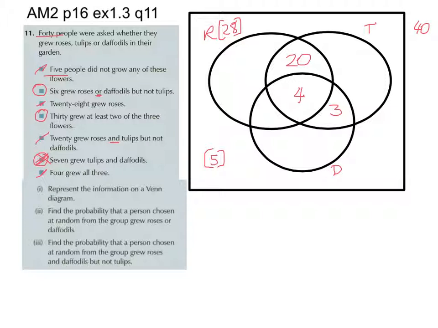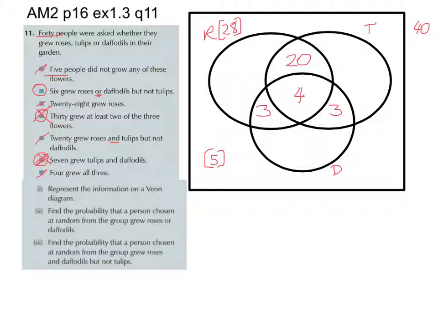But what is more difficult is to deal with the other 2 pieces of information. 6 grew roses or daffodils, but not tulips. So these 3 sections here represent 6 in total. 30 grew at least 2 of the 3 flowers. So we have a situation here where these 4 items together add up to 30. So we've got 27. So this last bit must be 3. And the only issue is how we apportion the rest of it.